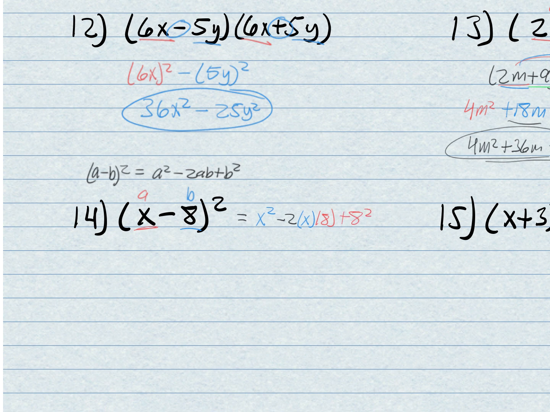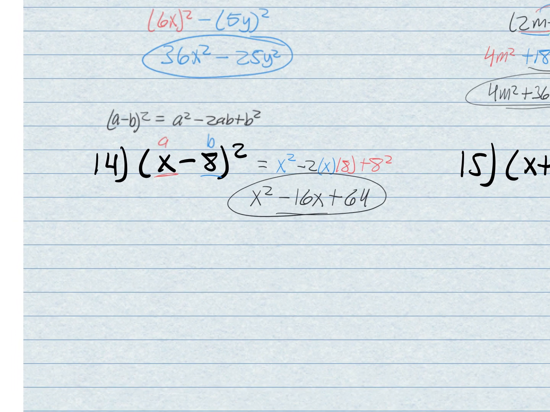All right, so then all we have to do is evaluate this. X squared is just x squared. Negative 2 times x times 8 is going to give you negative 16x, and then 8 squared is 64. See how that was much less writing than FOILing it out? And I'm even going to show you how you would do it FOILing it out.